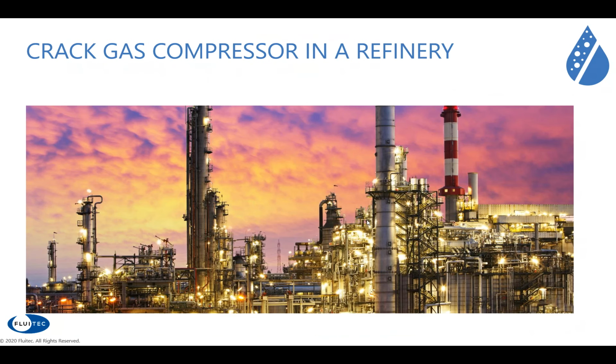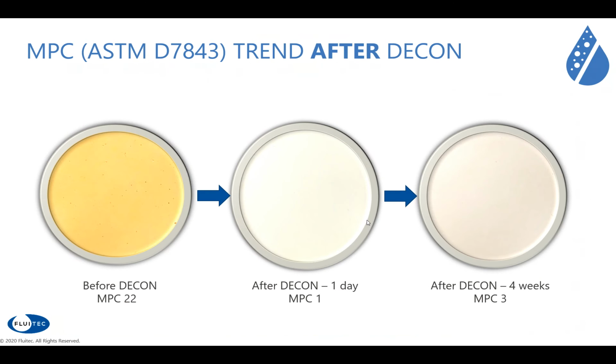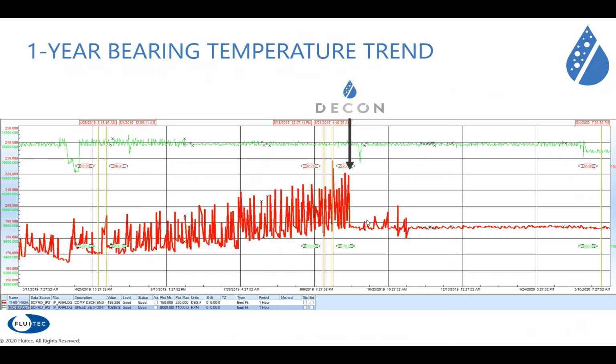A good case study to show you the solubility effect is this gas compressor in a large refinery, measuring MPC before treating solubility. You see we have an MPC of 22. Automatically, when we treat with solubility enhancer, you can see this decon treatment. You are approaching MPC levels 1 to 3. For your information, 1 to 3 is the lowest level you can achieve with MPC technology for varnish analysis.